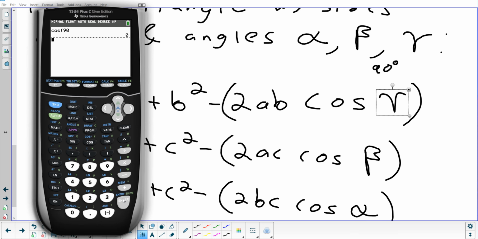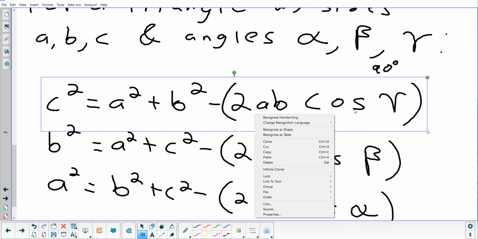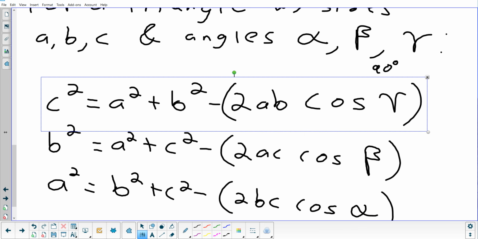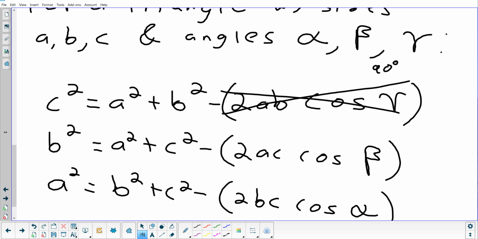0. 0 times anything is what? 0. Right. So if you plug in a 90, what basically happens is this whole thing turns into 0, and you're left with exactly the Pythagorean theorem. So this little adjustment at the end, the minus part, is only there because the angle is not a 90. When this angle is not a 90, then this won't be 0, and you're going to need it. So this is kind of like Pythagorean theorem, but useful on any triangle, not just a triangle with a 90. Basically what it is.